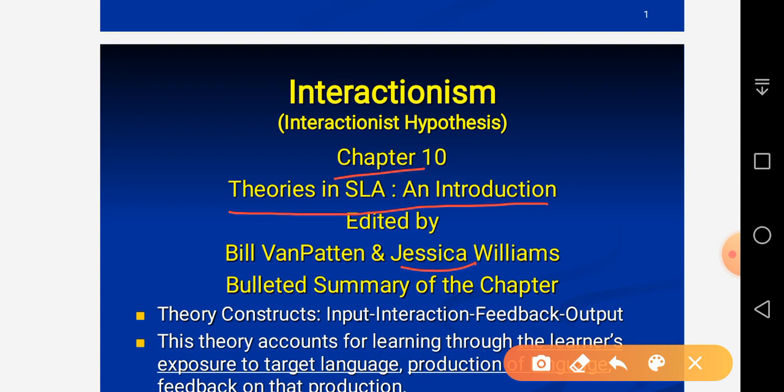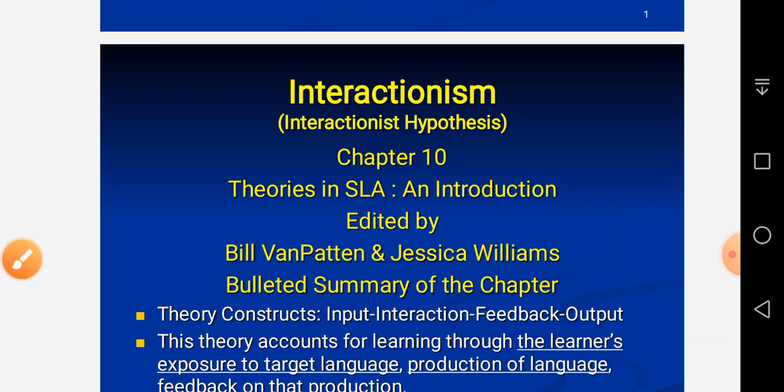So now you should be able to talk about this theory. This theory talks about input, then interaction, and then feedback, and then output. This theory says language learning takes place when the learner is put into an interactionist mode. That is, a lot of interaction should be given. The learner should be exposed to the target language in the form of interactions or conversations. Hope you have got an idea.